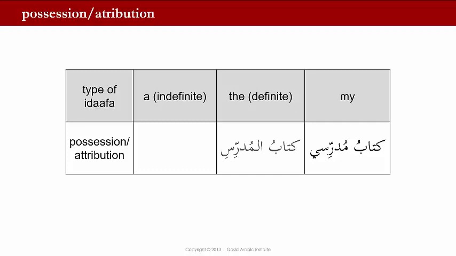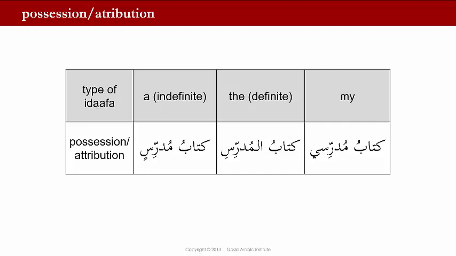If we want to say the book of the teacher, we say kitabul mudarrisi, again putting alif lam on mudarris. Both are definite. The kitab borrows, in a sense, its definiteness from the mudaf ilay, kitabul mudarrisi. And if we wanted to say a book of a teacher, we would say kitabu mudarrisin.